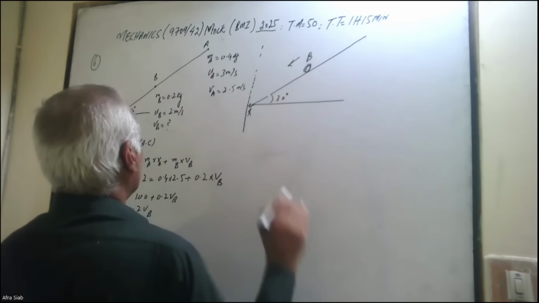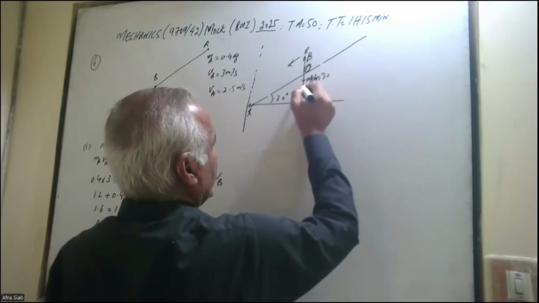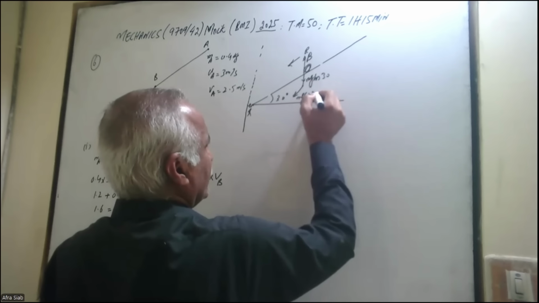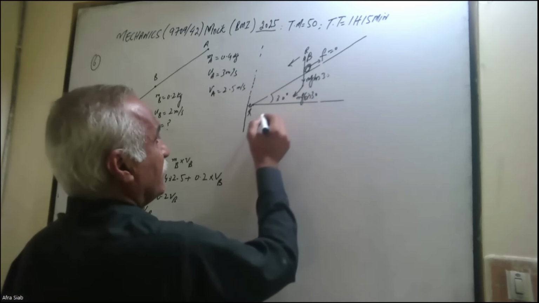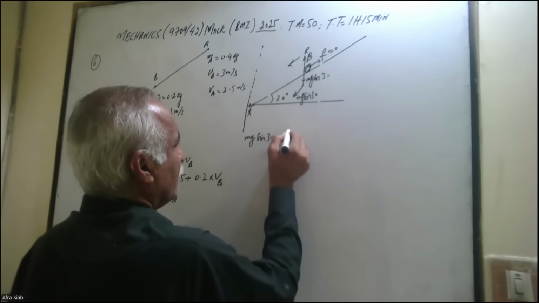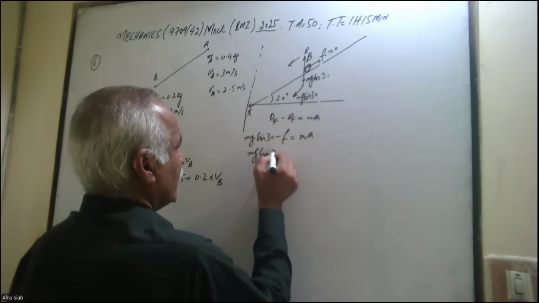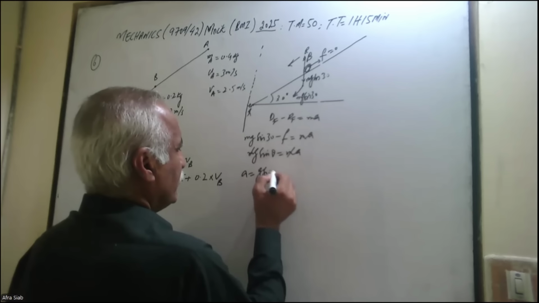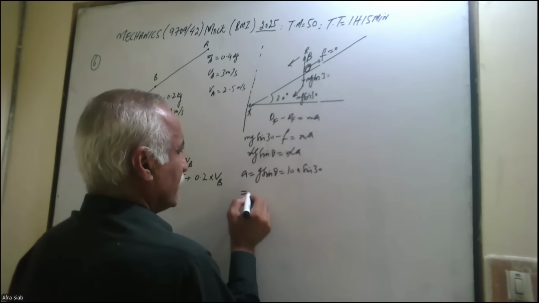And when it hits, we have to resolve this into components. It should be R, it should be mg cos 30, and this is mg sin 30. Since this is a smooth plane, the frictional force is equal to 0. So first of all, the acceleration for particle B: mg sin 30 minus frictional force, driving force minus resistive force, is equal to ma. Frictional force is 0, so mg sin theta is equal to ma. So a is equal to g sin theta, g is 10, sin 30, that is 10 into half, equal to 5 meters per second squared. This is the acceleration of particle B.